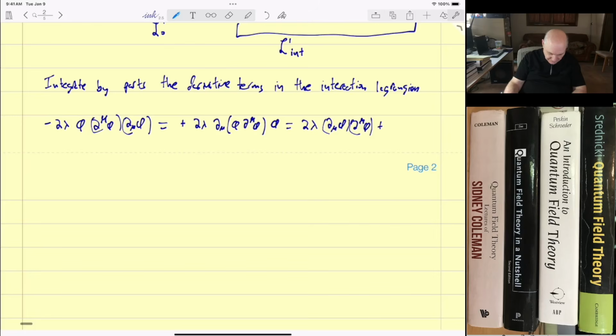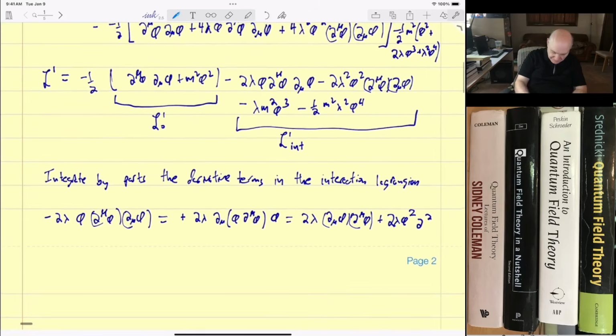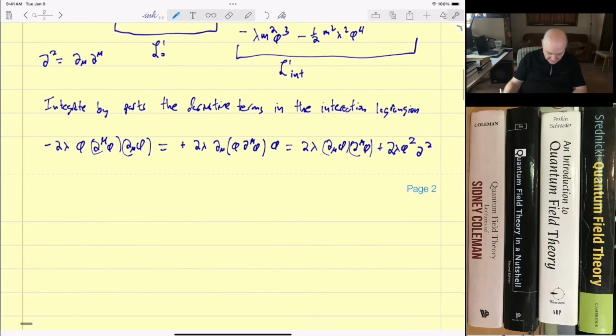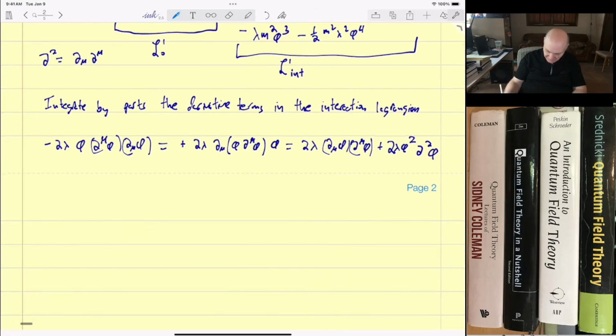But it will help us because now we get 2 lambda phi squared. Now we have the partial squared. Remember, I'm just going to write down here: partial squared is equal to the partial mu partial mu. So I have that operating on phi. So I'm just a little bit more comfortable.